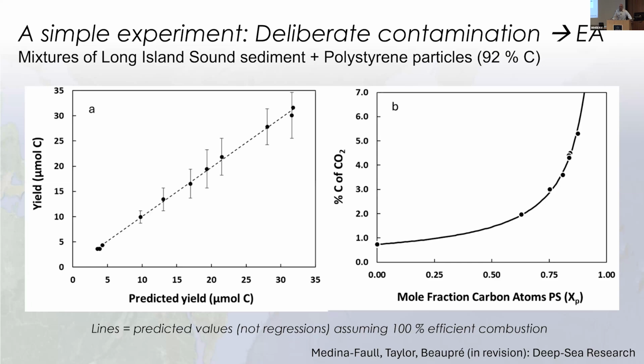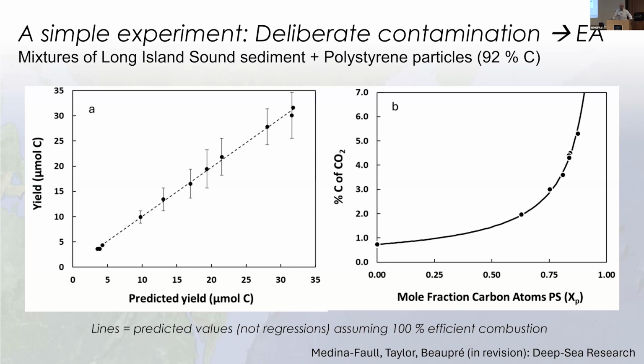And the dashed line is not a regression line, that's what we would predict. So it seems that at least within uncertainty of the measurement, this instrument does co-oxidize these two materials independently and quantitatively. And then we start to look at all the other information we would get from this method.